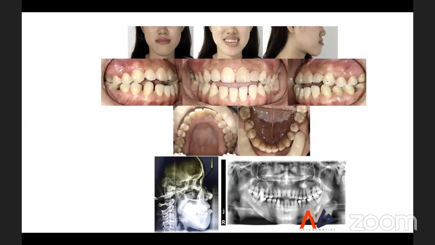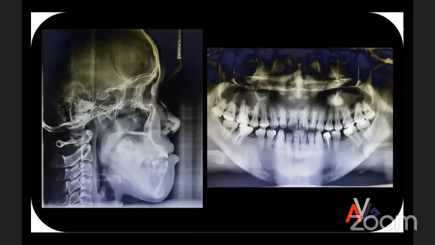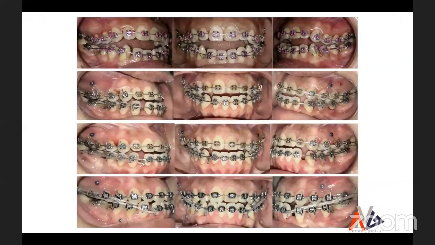Now, again, just to reiterate the issues: missing molars, grade 2 mobility, severe open bite, less than 50% bone, high angle mandible, and broke. She didn't pay me a penny for it. So what I decided to do in this particular case is something which I think many of you would not perform. I decided to use a light nitinol wire on the upper and started to intrude the upper posteriors with a very light nitinol, an 016 nitinol itself.